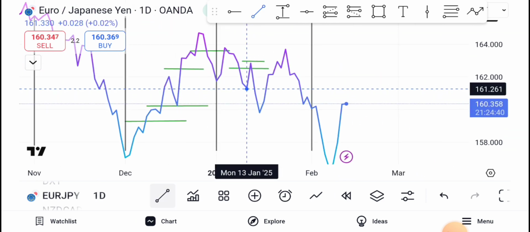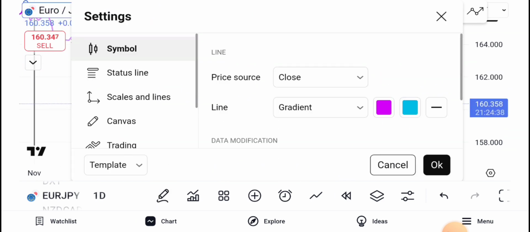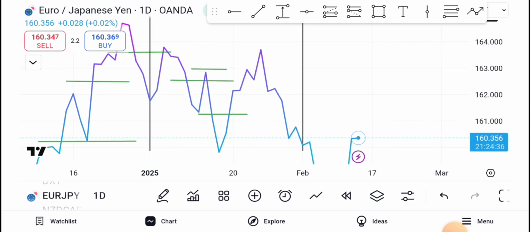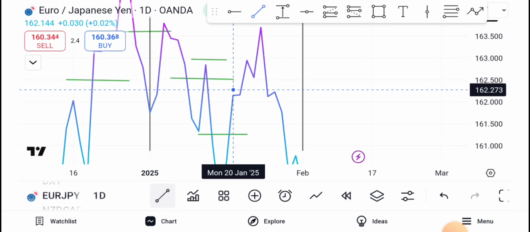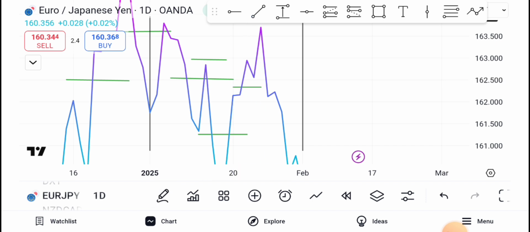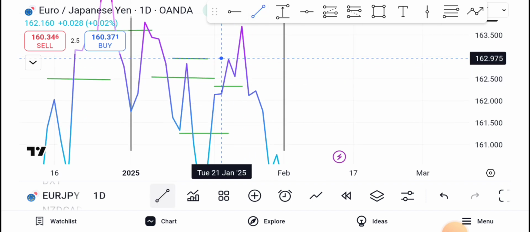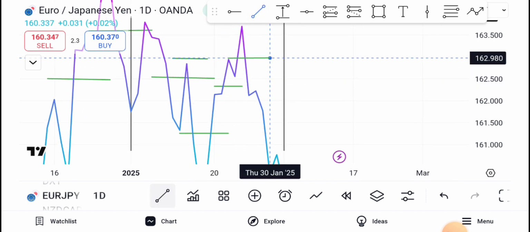Yes. We broke this level. We waited for the retest. It didn't happen, and then price broke all the way through, created a curve, and went up. We came back to retest the curve, shot to the upside, and broke this level. We would have been waiting for the retest.